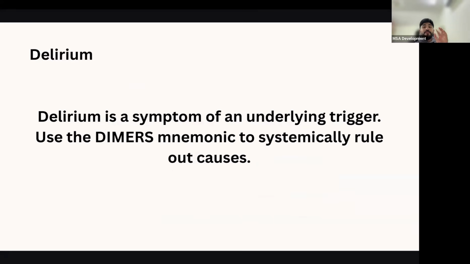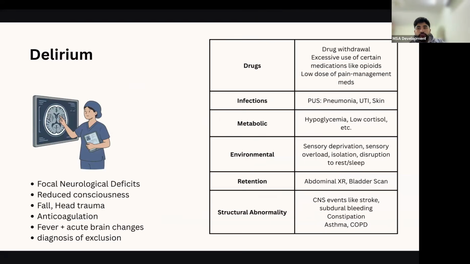All right. Delirium is not a diagnosis. It's a symptom of an underlying trigger. You need to keep that in mind. You can't just come and tell me, oh, the diagnosis of this patient is delirium. No. There's something that's causing the patient to have this reduced attention, awareness, and cognition function. So this is what we go with. This is the mnemonic that we go with.